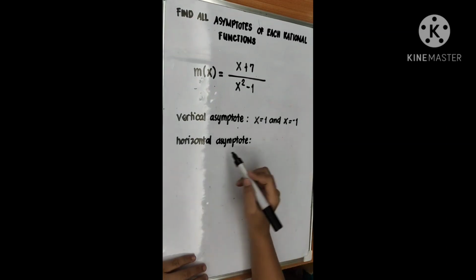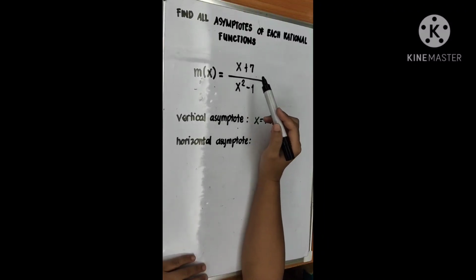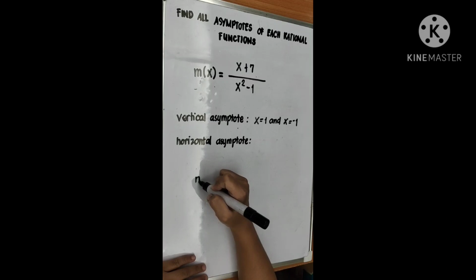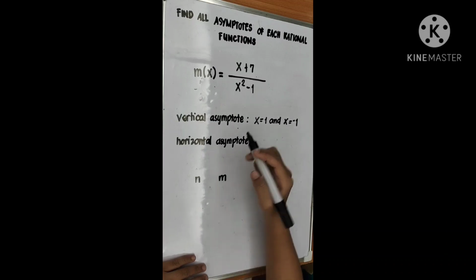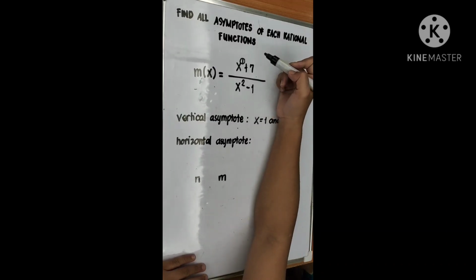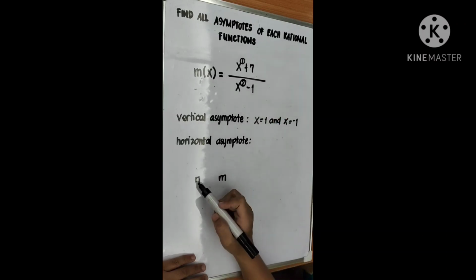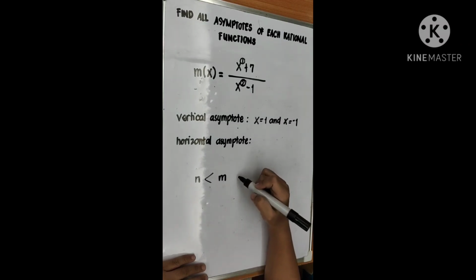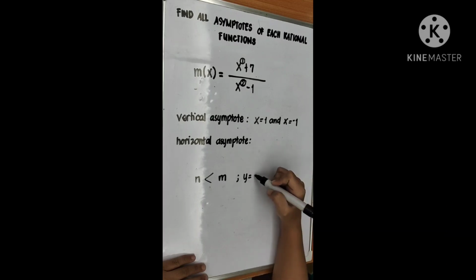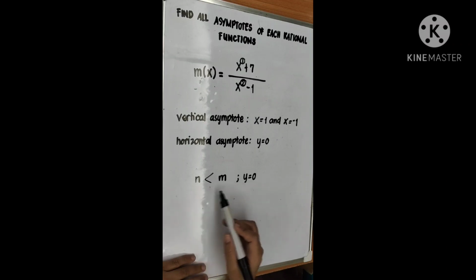On the other hand, for our horizontal asymptote, we will consider the degree of our numerator and denominator. Let n be the degree of our numerator and m be the degree of our denominator. It shows that our numerator has the exponent 1 while our denominator has the exponent 2. And therefore, n is lesser than m. If we have this condition, it follows that our y, or the horizontal asymptote, is equal to 0. So therefore, the horizontal asymptote is y is equal to 0. This is from condition number 1.